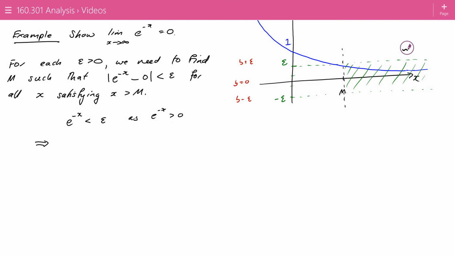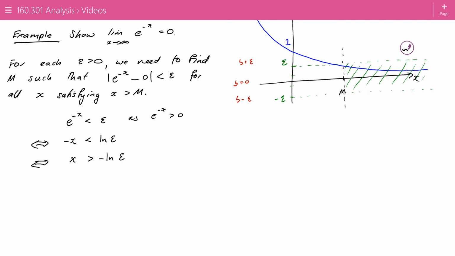Now notice that the exponential is always positive, so we're allowed to take the natural log of it, and because log is an increasing function, it's not going to affect our inequality at all. Taking logs of both sides, we get negative x is less than natural log of epsilon. Multiplying through by negative 1, we get x is greater than negative log of epsilon.